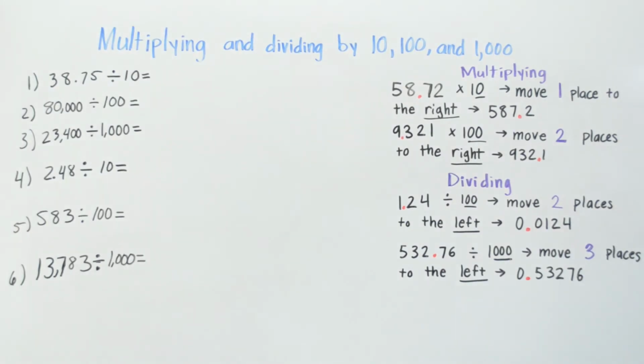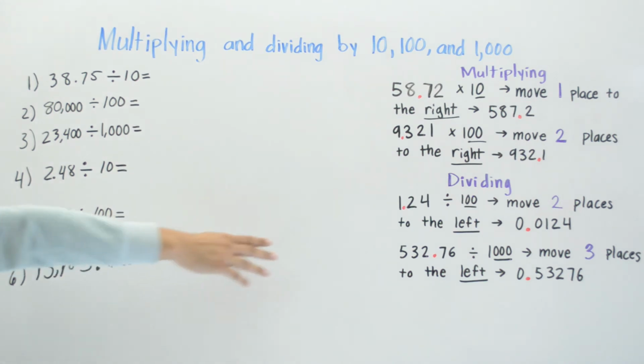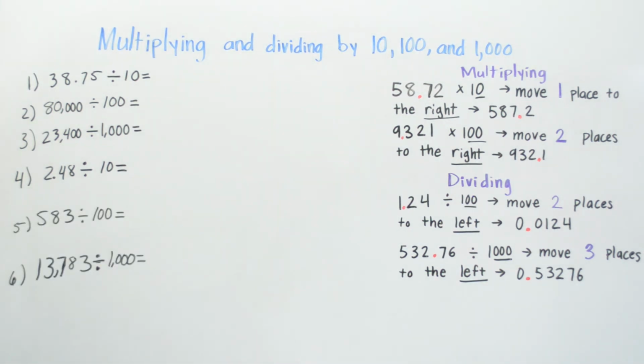On these next examples, we're going to be working on dividing by tens, hundreds, and thousands. Okay, back again to this right on the right side. You see that when we're dividing, if we're dividing by tens, we're going to move it to the left 1 time. If we're dividing by 100, we're going to move it 2 places to the left, and if it's 1,000, we're moving 3 places to the left.